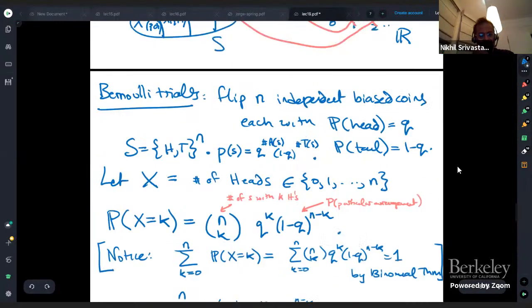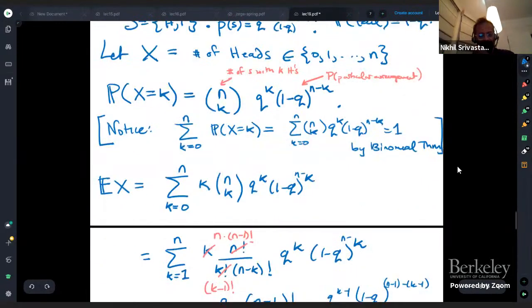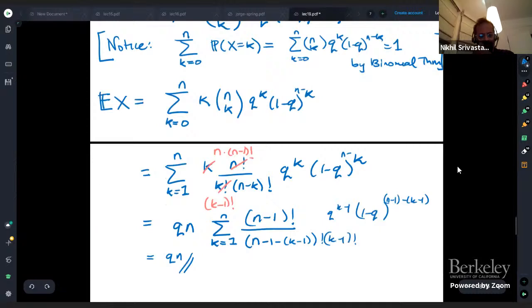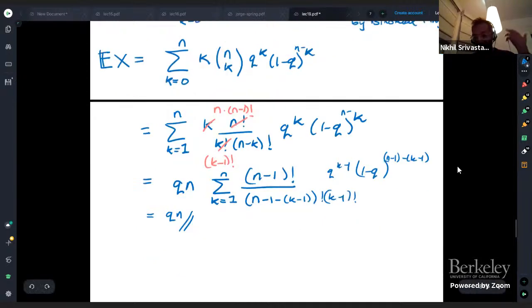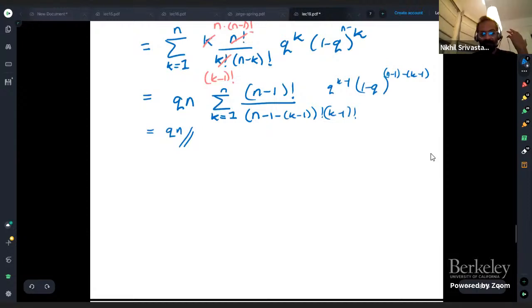Okay, so this is a kind of silly way to do this computation. There's a much better way based on this extremely easy, but very, very useful property of expectation, which is called linearity of expectation.